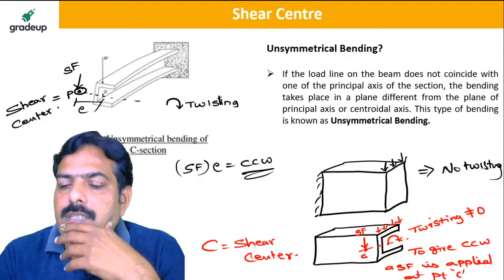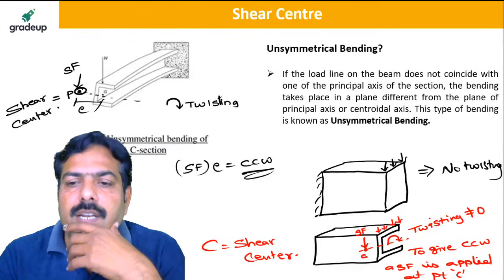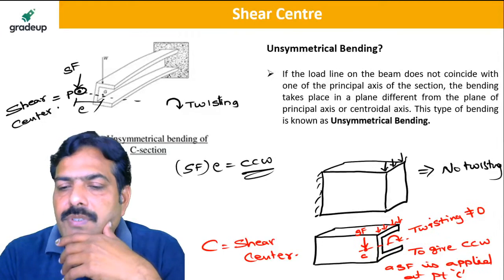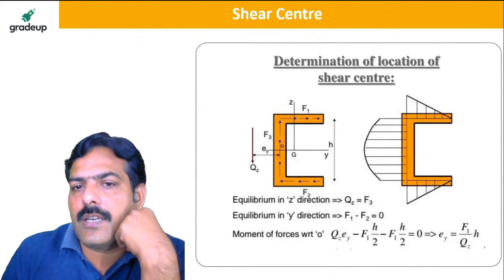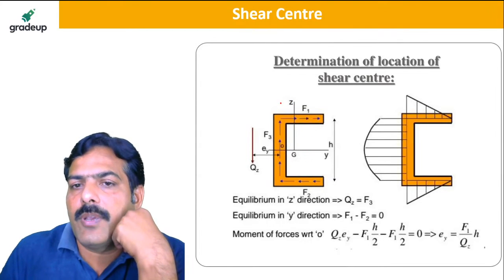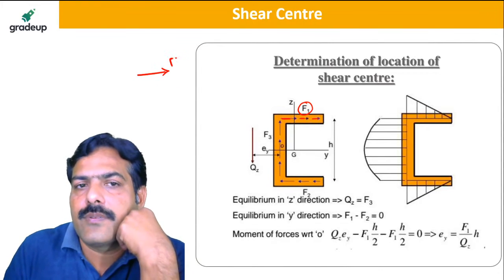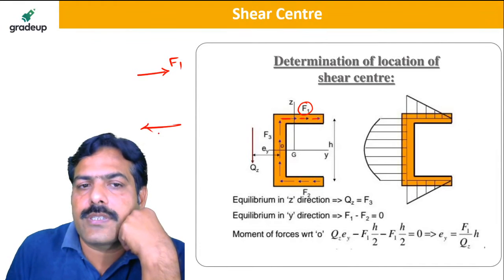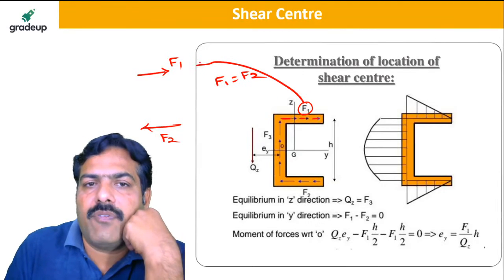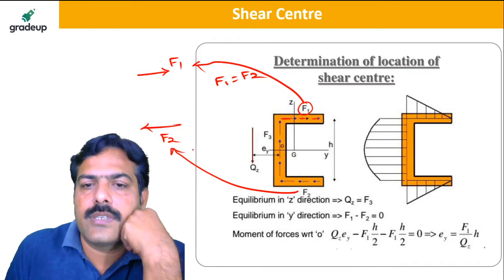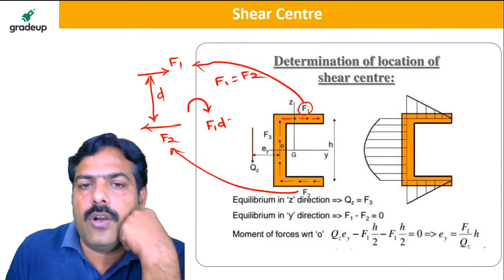Now let's see how this shear force and the shear stresses are developed in this type of section. Generally, if we take a C section, because of the loading, the shear force is applied in this direction. This is the F1 force and this is the F2 force. F1 is equal to F2, and these two are separated by a distance d. So it forms a couple, F1 into d or F2 into d.